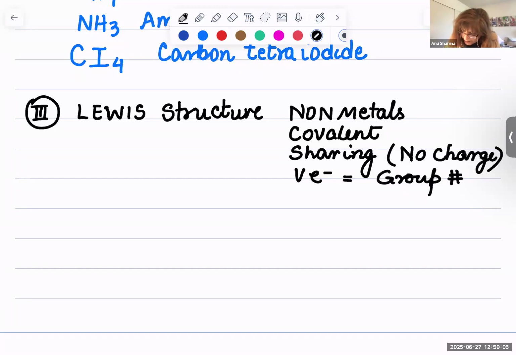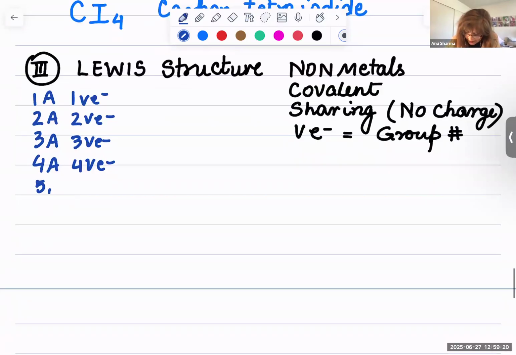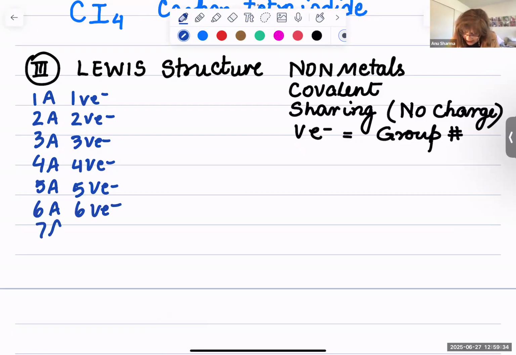Group 1A, 1 valence electron. 2A, 2 valence electrons. 3A, 3 valence electrons. 4A, 4 valence electrons. See, charges are different. 5A, 5 valence electrons, and not 3 valence electrons. No, 5. That was when we talked about the charges. Charges will be -3 or +3. 6A, 6 valence electrons. 7A, 7 valence electrons. And 8A is 8 valence electrons.